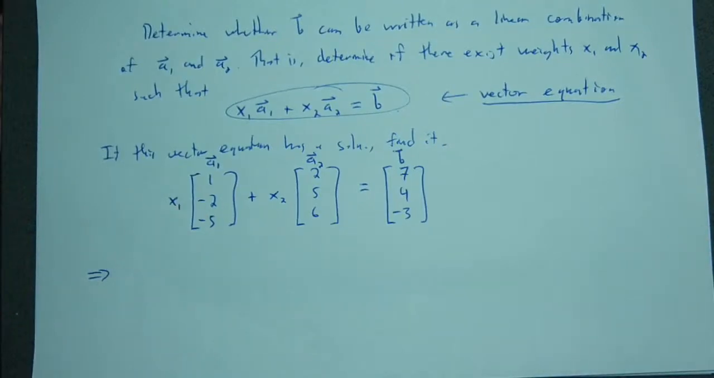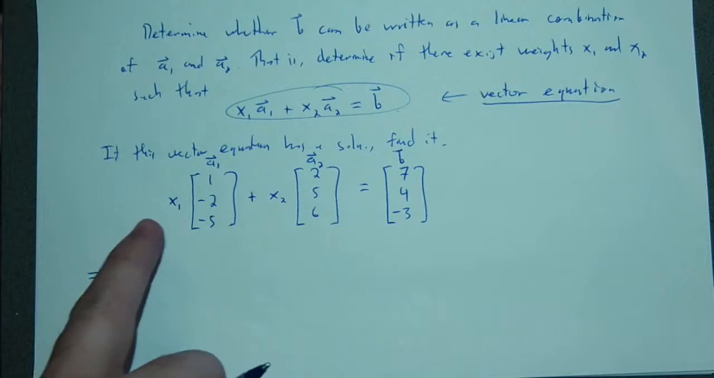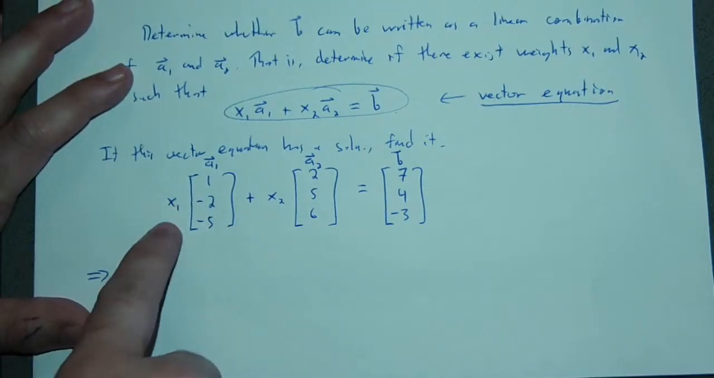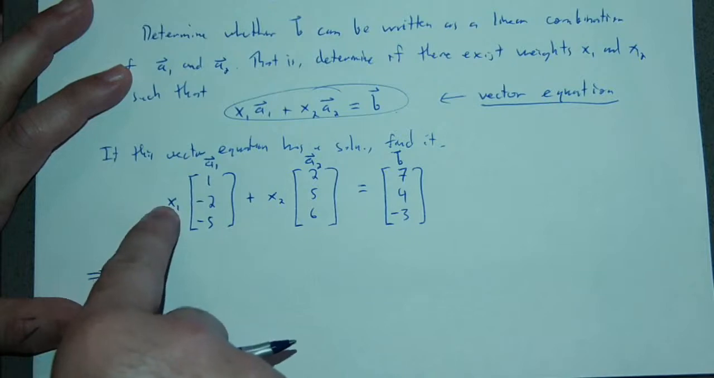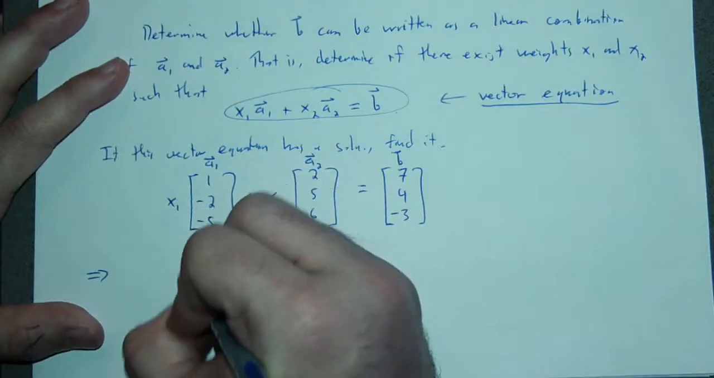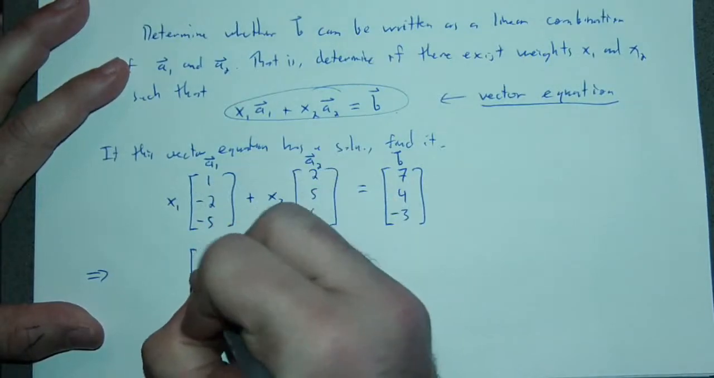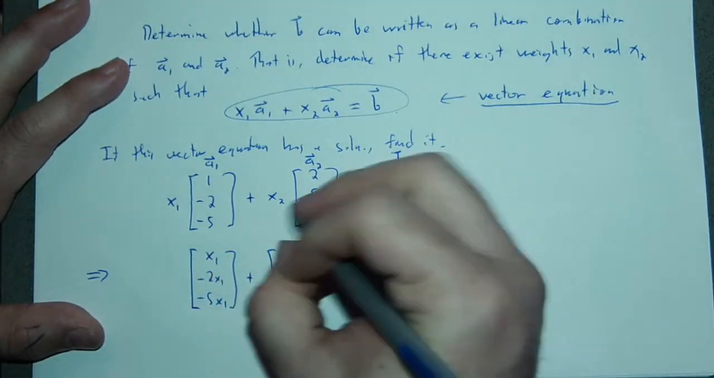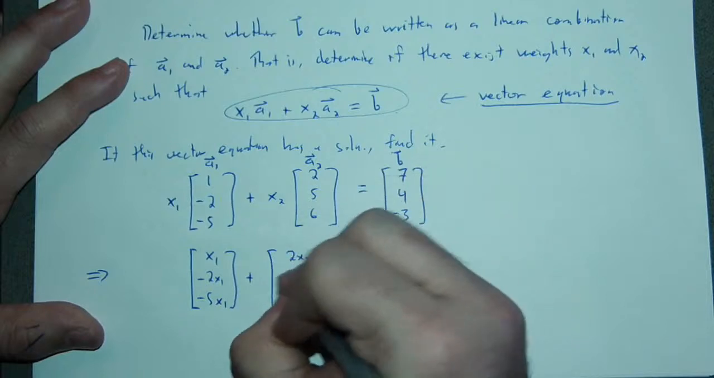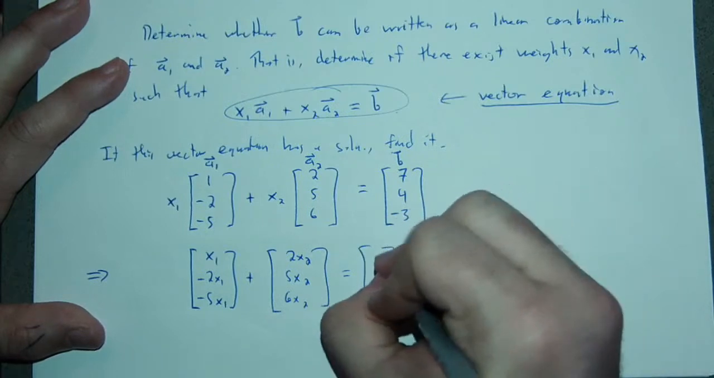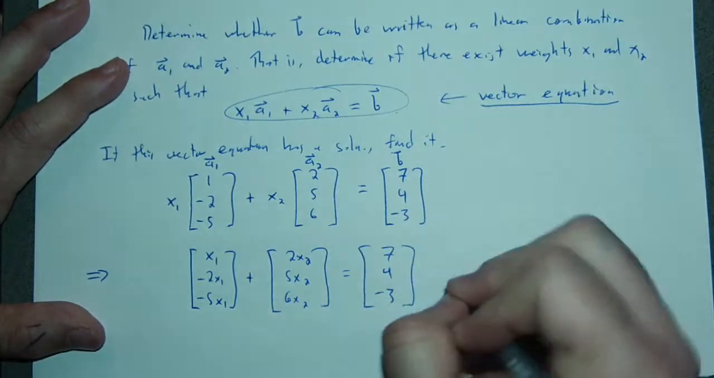So what does this mean? Let's fold all this stuff in using our definition of all these operations that we just talked about. This is a scalar times a vector, so it just scales each of those entries by that amount. So this is x sub 1, minus 2x sub 1, minus 5x sub 1, plus 2x sub 2, 5x sub 2, 6x sub 2. And all that's equal to 7, 4, minus 3.